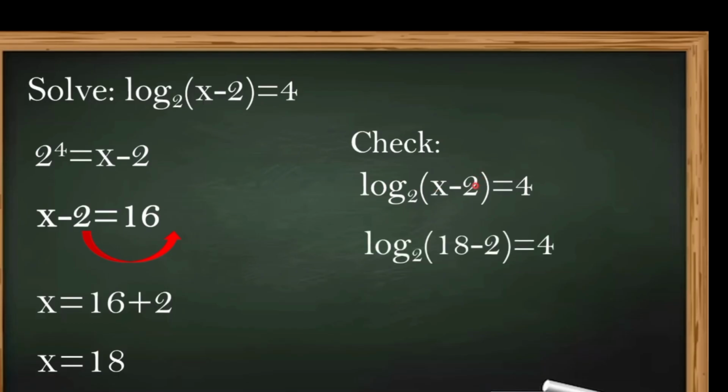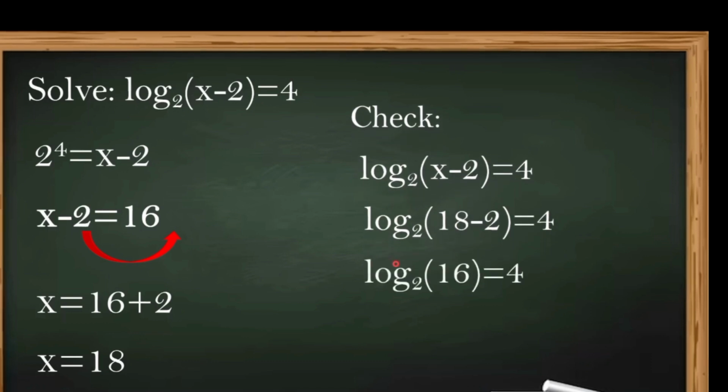So this is the process that we need to apply to check if our solution is correct or wrong. We are going to change the x, or the missing variable, into 18 so that we can apply subtraction. After the missing variable changes into 18, we are going to subtract 18 minus 2. So the answer is 16.